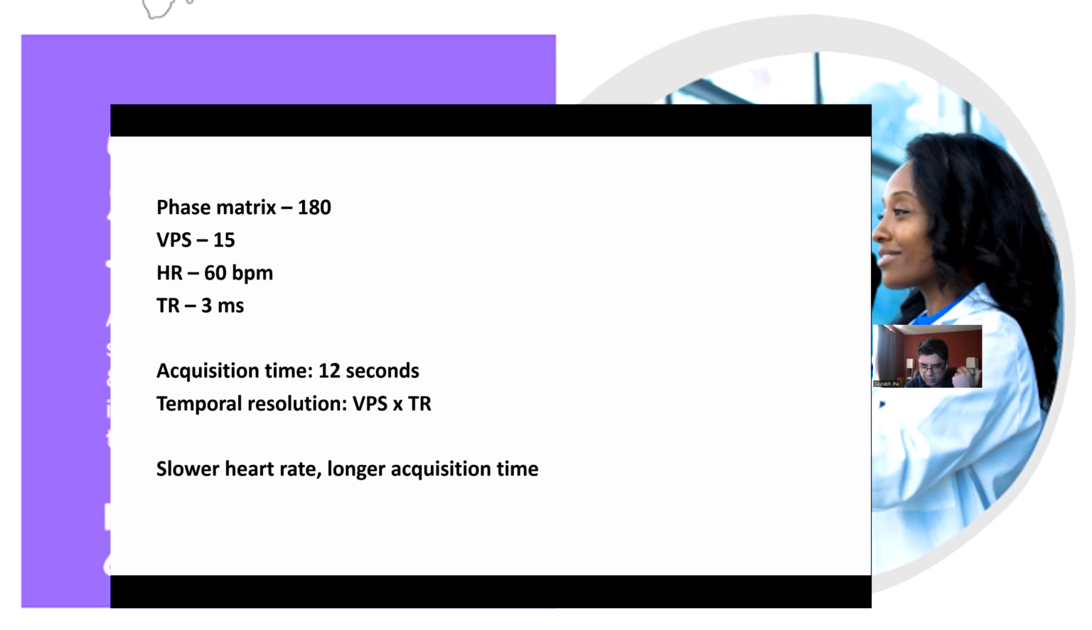That kind of takes a little bit of getting used to, because we think of temporal resolution as your acquisition speed, but here it's not quite the same. The slower your heart rate, the longer your acquisition, because however many lines of K-space you take per heartbeat, each heartbeat takes longer to do, so your breath hold is longer.